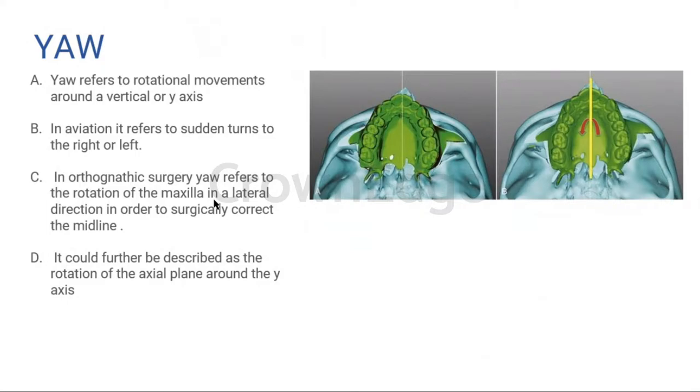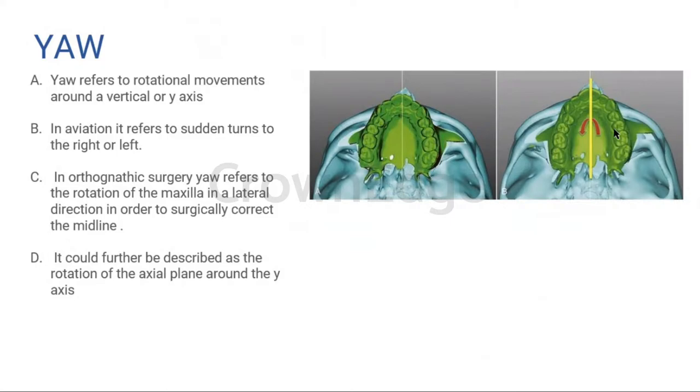If you see the second diagram here, this is the y-axis. Around this y-axis, it can turn to the right side or to the left side, either of the arrows. This is what we call yaw: rotation of the maxilla in a lateral direction.